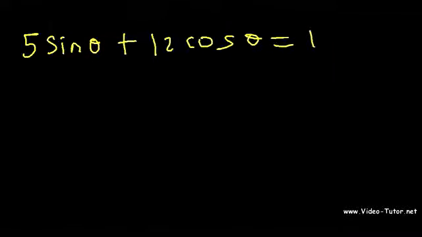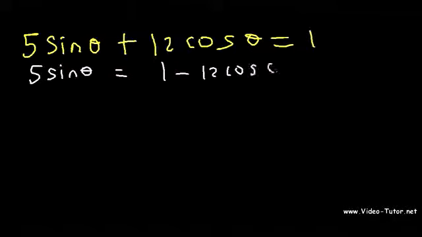So how can we solve this equation? 5 sine theta plus 12 cosine theta equals 1. What's the first thing we should do in this problem? Well, what I think we should do is move the cosine to the other side. So we'll get 5 sine theta is equal to 1 minus 12 cosine theta.